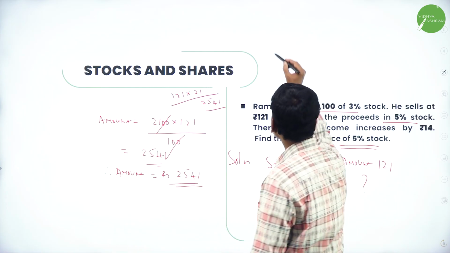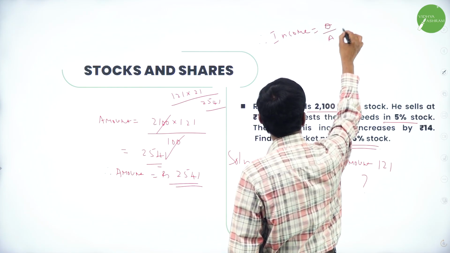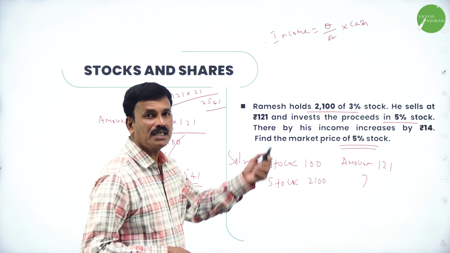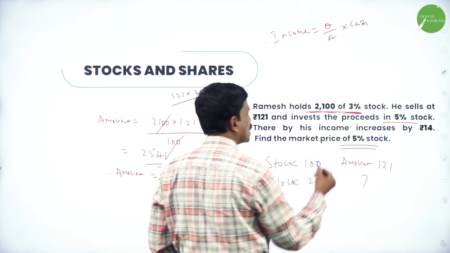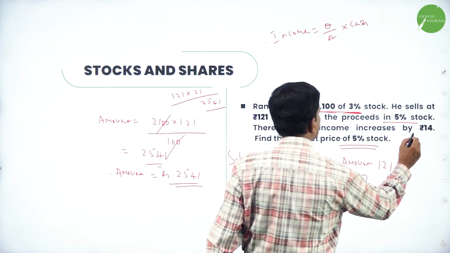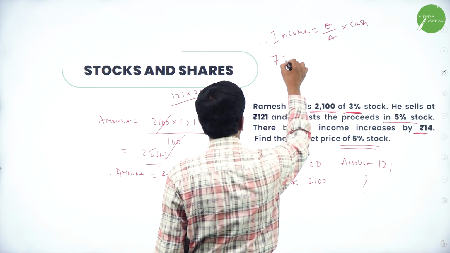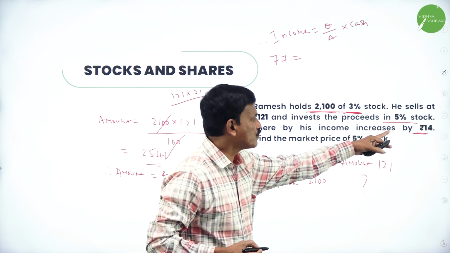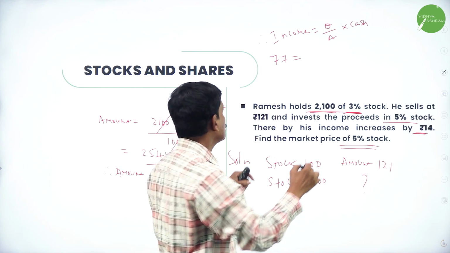Right. Now what is to be found? The income. The formula for income is income equal to D divided by A into cash. Ramesh holds 2,100 at 3%. Just calculate 3% of 2,100, plus his income increases by 14. So if you add, you get the income as 77. That is, 77 is equal to 3% of 2,100 plus rupees 14. So income 77 is equal to D.